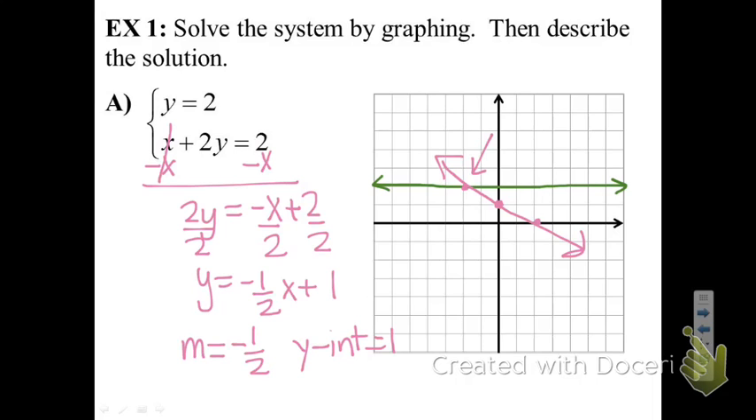And so we will say that there is one solution. I'm going to write it above. And it's located at negative 2, 2.